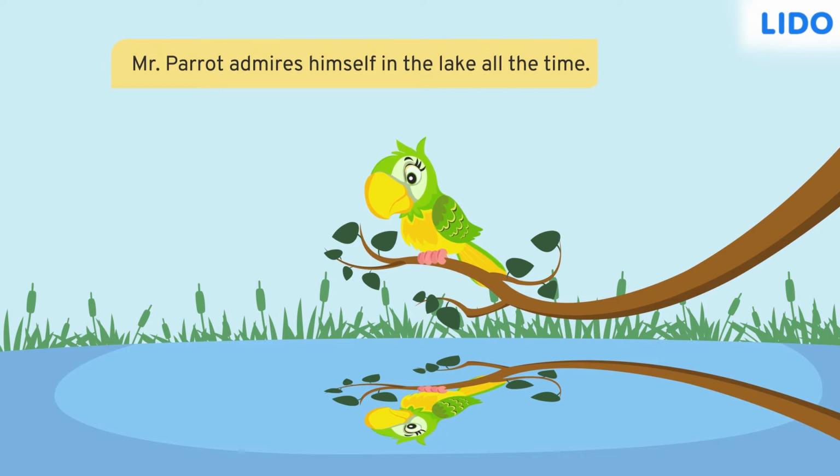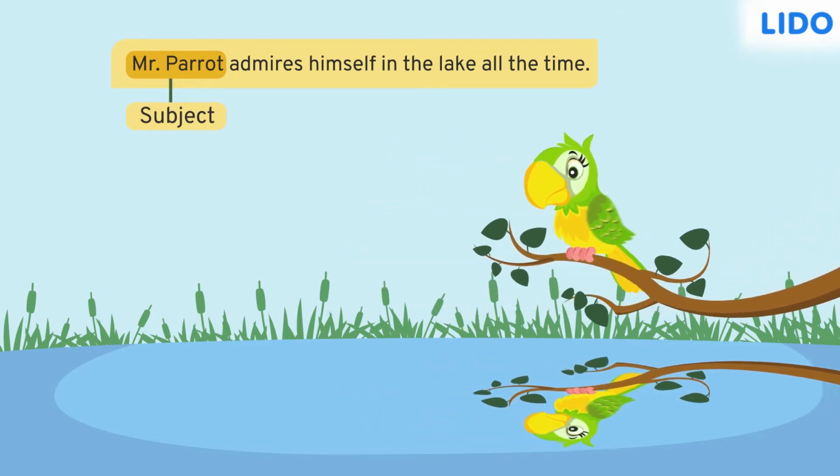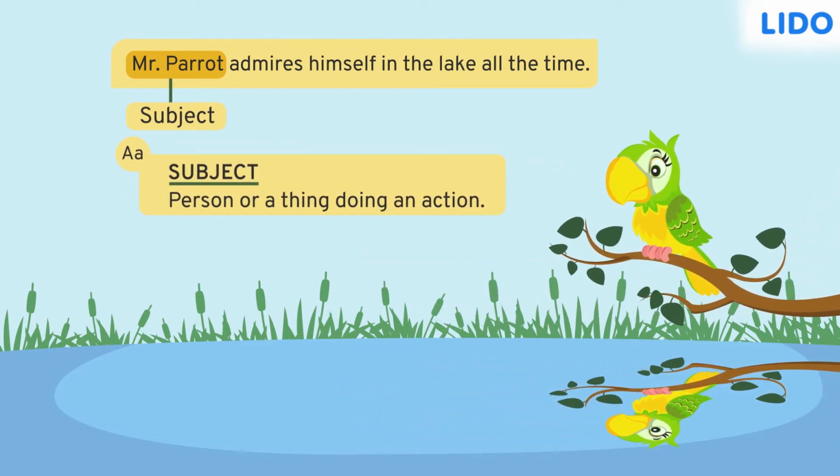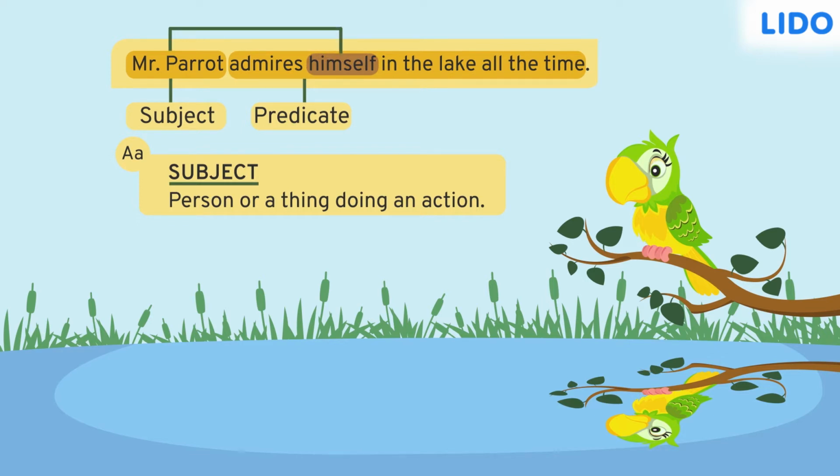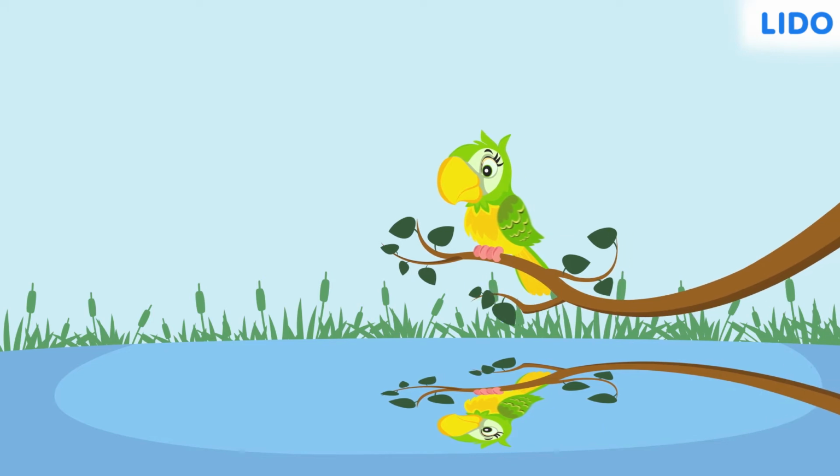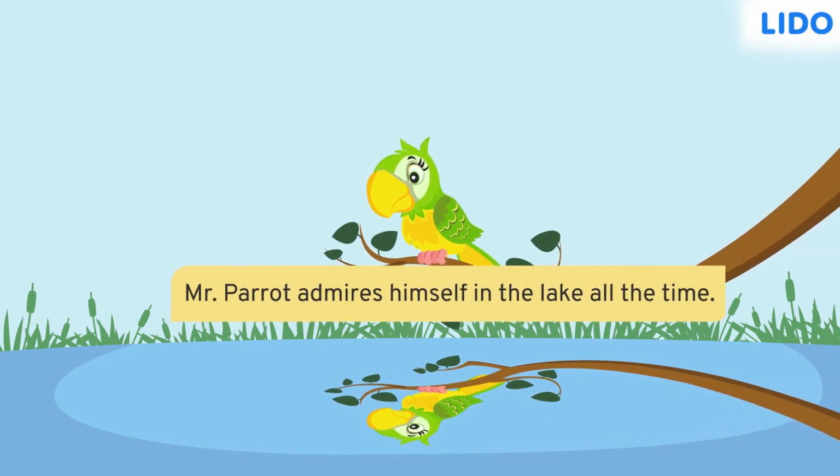Hey, did you know? In this sentence, Mr. Parrot is the subject of the sentence. Remember, a subject is a person or thing that does an action. And the predicate is the action, or in this case, how Mr. Parrot admires himself. Notice that the predicate points to the subject, Mr. Parrot. Here, the word himself shows us that the predicate is talking about Mr. Parrot. When Mr. Parrot looks into the lake, he sees his own reflection, nobody else's.